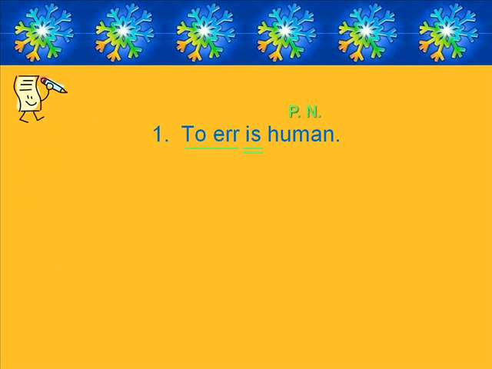Okay, here's the first sentence on your in-class practice sheet. To err is human. Go ahead and try diagramming this one. Again, pause the video, and when you're done diagramming, start it up again.